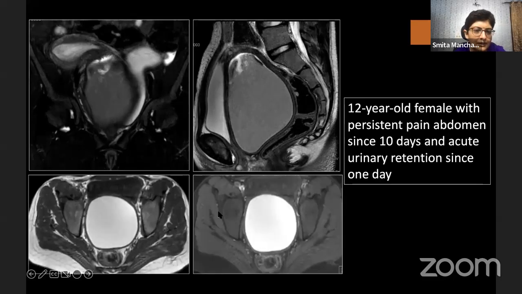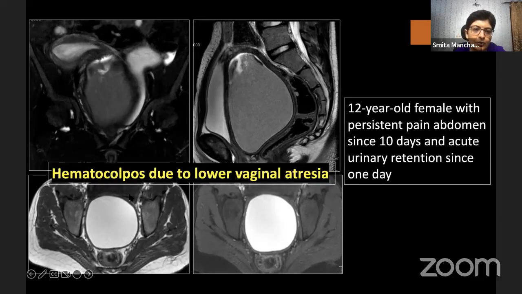Now, these are the T1 and the T1 fat sat images. In terms of MR, a T1 fat sat image is very crucial in pelvic imaging for gynecological etiology. So we can identify that, yes, there is blood. So the cause is a hematocolpos due to the lower vaginal atresia.